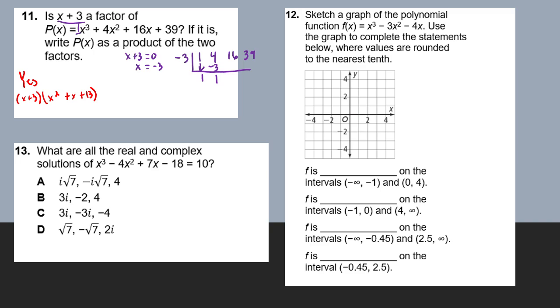The negative 3 times 1 gives me a negative 3. Add that column. That gives you 13. And then negative 3 times 13 is a negative 39. Add that column, we get 0. Okay, so remember this last number is your remainder. So if you get a 0, then of course that's why we answered yes, it is a factor.